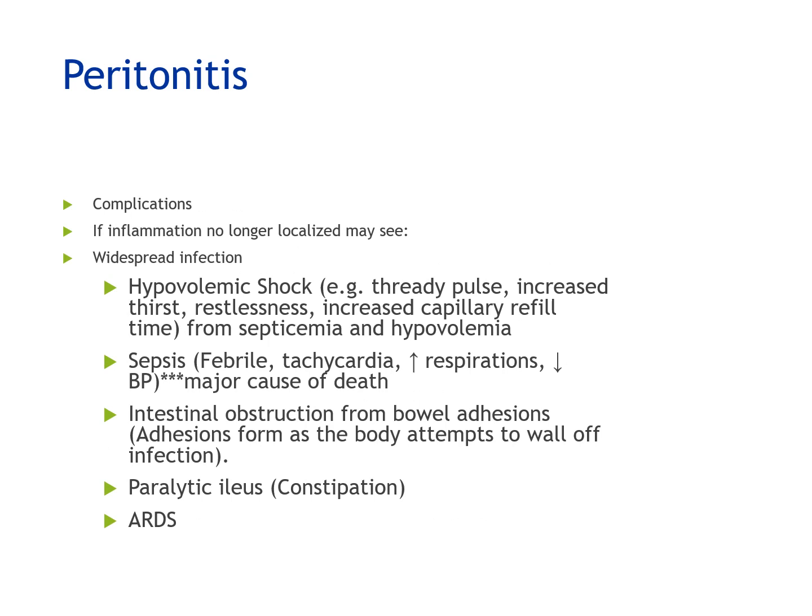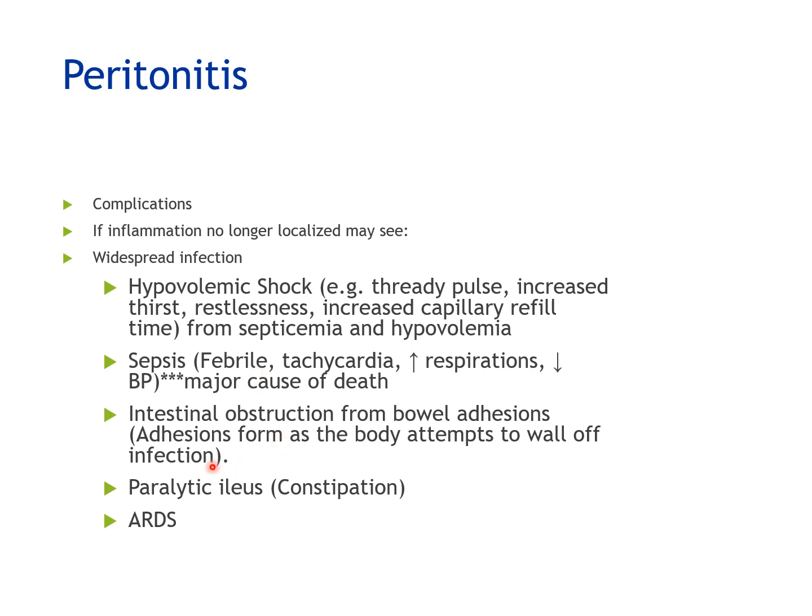All right. So in terms of your complications, if it's not localized anymore, then you're going to see the fact that this infection has basically spread to other areas of your body. So what are you going to see? So we've already mentioned things like hypovolemic shock. At this point, you guys are very familiar with what that looks like. So thready pulse, increased thirst, restlessness, increased capillary refill time. All of this because of the sepsis that's going on in the hypovolemia. The specific sepsis, increased respirations, decreased BP, and this can become a major cause of death.